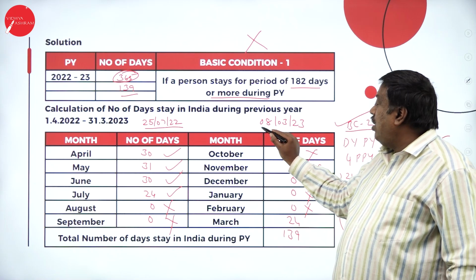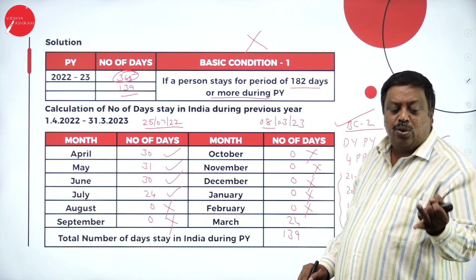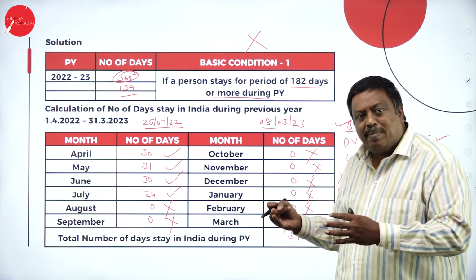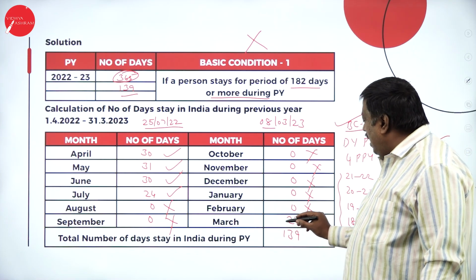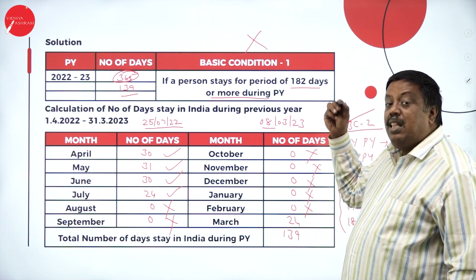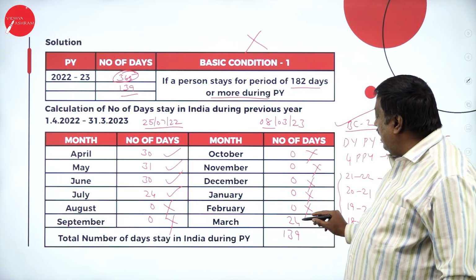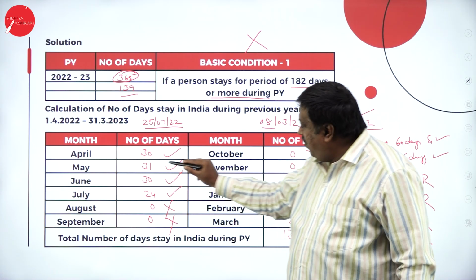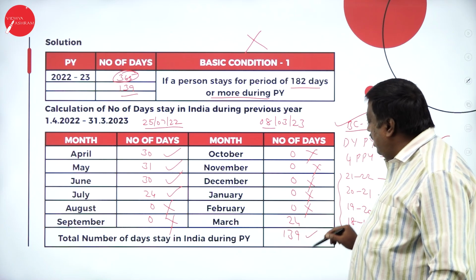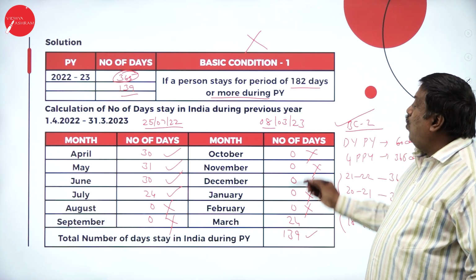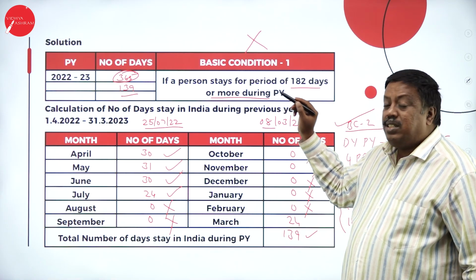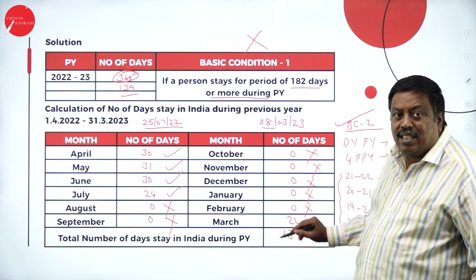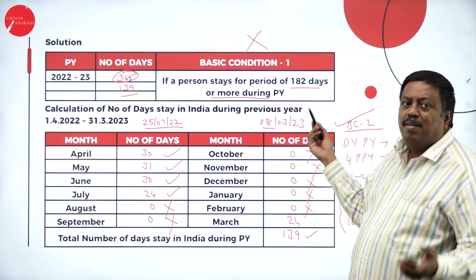But when I returned on 8th March, that means first 1, 2, 3, 4, 5, 6, 7, up to 7th March, I was not in India. So the remaining days from 8th March till 31st March, I was in India. That is 24 days. Total 30, 60, 90, 110, 115, 119, so 139 days I was in India. But what is my first basic condition? I should stay in India for a period of 182 days or more. But my stay in India during the previous year is 139 days. So I'm not satisfying my basic condition.